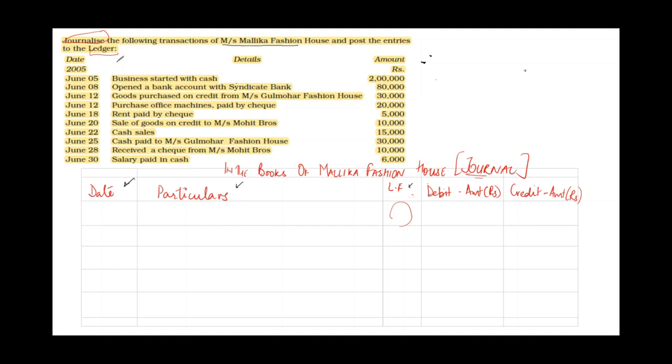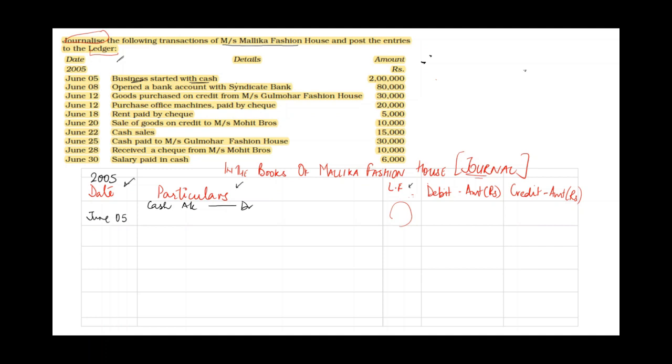Now the year is 2005, so I'll just mention here so I don't have to keep on doing it. 2005 June 5th, business started with cash. So you see business is starting with cash. So what's coming in? Cash. I'll write here the date, June 05. Two entries will be passed here, right? What comes in is cash, so I'll say cash account debit.